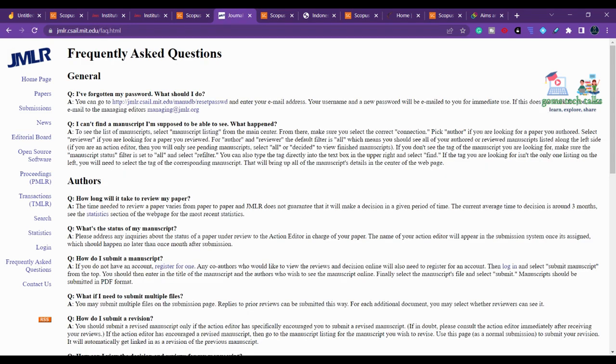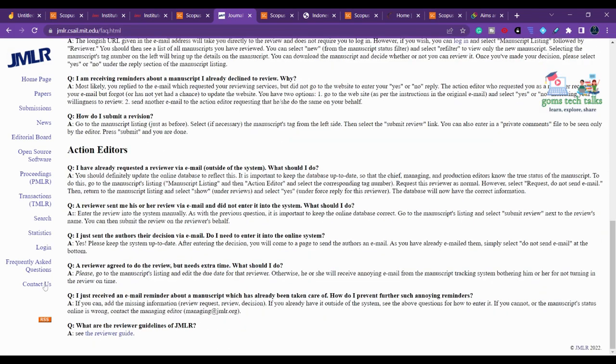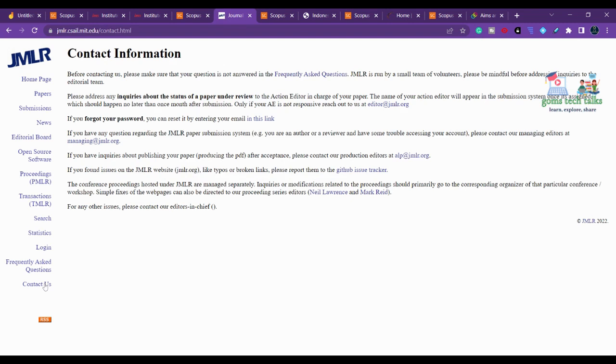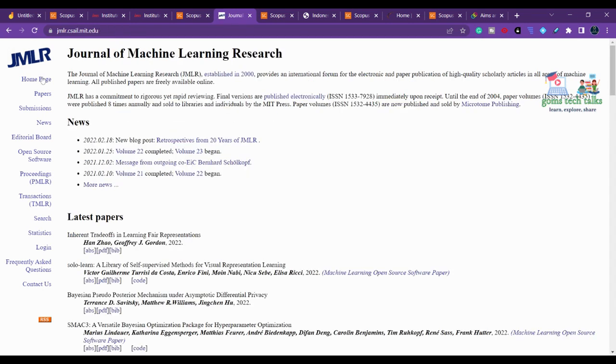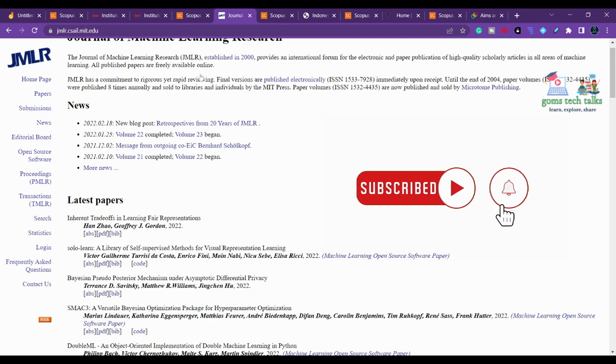Other than that, you can go to the frequently asked questions to know more about it. And you even have contact us if you want to know more, like other data. You can use this contact information to get more data from them. So this is all about it. They have nearly 23 volumes. I think they are publishing at least 20 issues you can expect. So don't worry, you can definitely consider this.